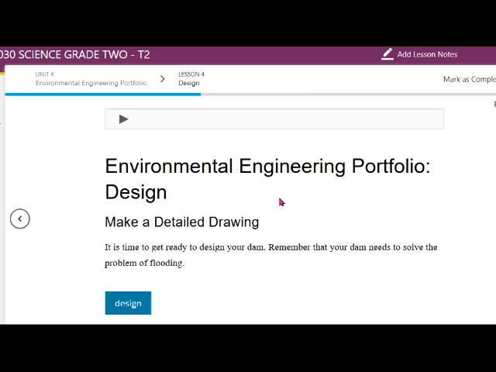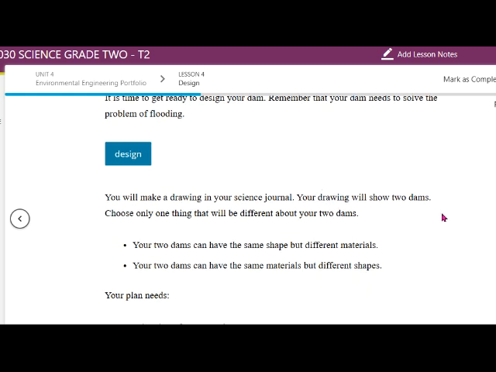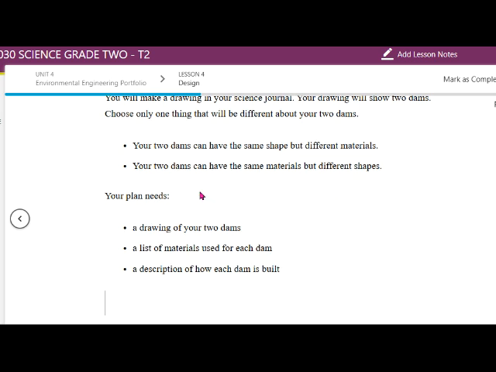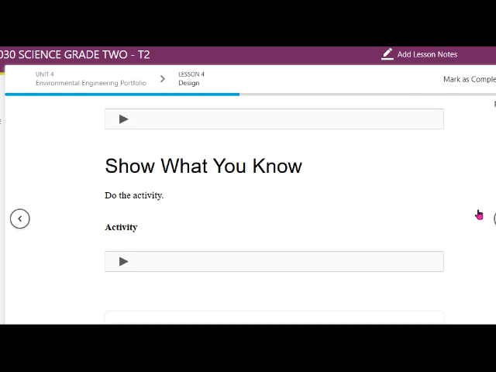Make a detailed drawing. It is time to get ready to design your dam. Remember that your dam needs to solve the problem of flooding. You will make a drawing in your science journal. Your drawing will show two dams. Choose only one thing that will be different about your two dams. Your two dams could have the same shape but different materials, or your two dams can have the same materials but different shapes. Your plan needs a drawing of your two dams, a list of the materials used for each dam, and a description of how each dam is built.